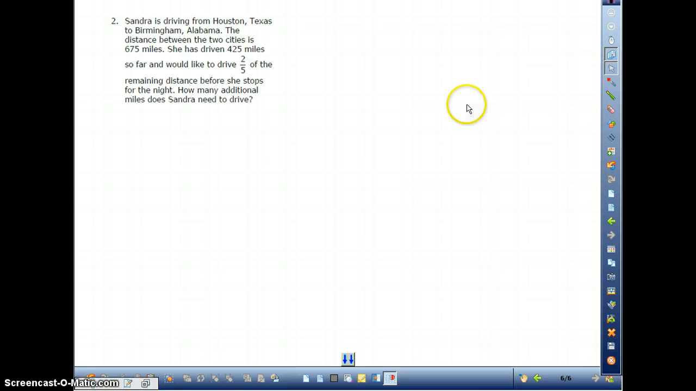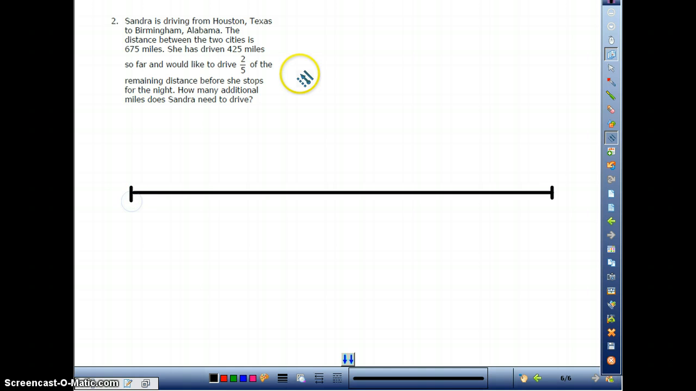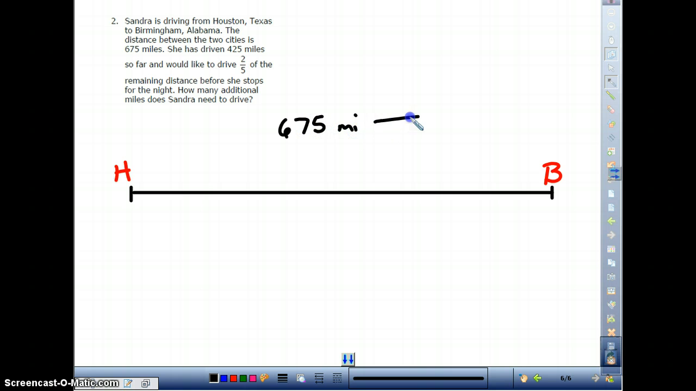Sandra is driving from Houston, Texas to Birmingham, Alabama. So let's say this is the distance that she's traveling. Okay? And this right here is Houston, and this is Birmingham, Alabama. It says the distance between the 2 cities is 675 miles. So let's write that down. Total distance 675 miles from here to here.